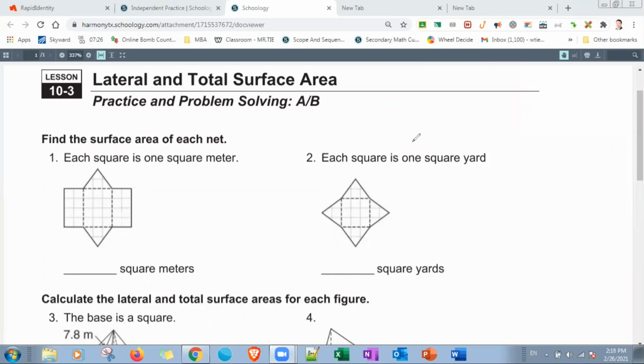Many people have a lot of questions about this, but it's really, really easy. Let me explain how it works, okay? So finding the surface area is the first question right here.